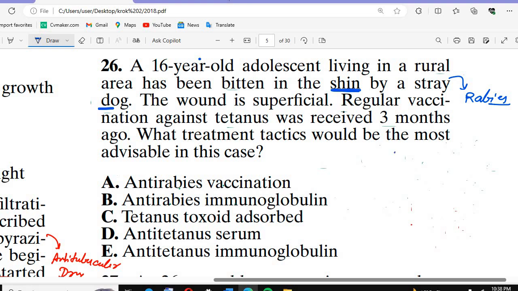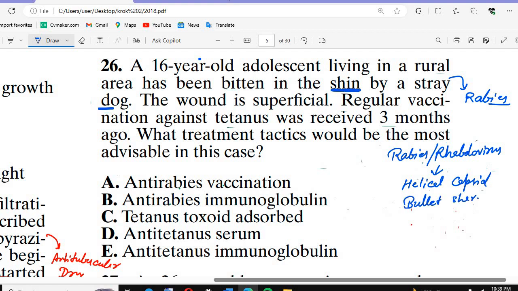Rabies belongs to the rhabdovirus. We discussed that the rhabdovirus has a helical capsid structure and is a bullet shaped virus. Bullet shaped virus. Now rhabdovirus, it is an RNA virus.